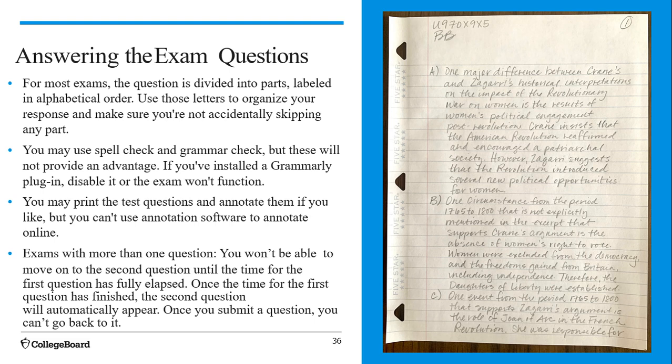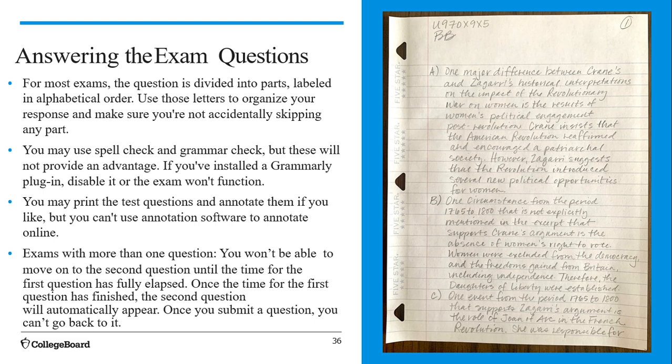You may use spell check and grammar check, but these will not provide any advantage. I mean, grammar check ain't going to help you much in physics, obviously. If you've installed a Grammarly plugin, disable it or the exam won't function. Supposedly, you won't even be able to log on to the exam. You could play with it if you want to see if it will on May 4th, but they've made that very clear to us. You may print the test questions and annotate them if you like, but you can't use annotation software to annotate online. So if you're going to annotate, you got to print them off on your own.